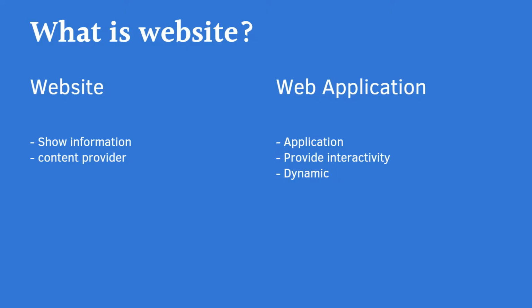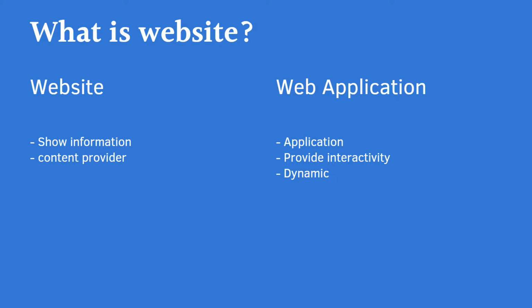What is a website? There are two types: website and web application. In the normal form of a website, like Wikipedia or a blog, it shows information and is a kind of content provider. You only go there to read the information that the website provides you.